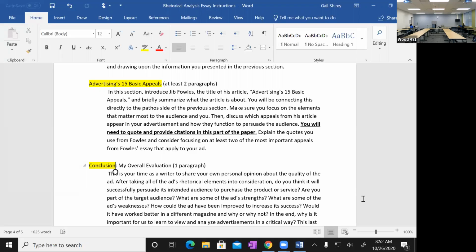You're quoting by giving me the name of the appeal, because that's Jib Fowles. He identified it. You're quoting that. And then the citation will be, of course, on the Works Cited page. And remember, I already talked to you about how that citation was part of your job in the last assignment. You had to practice citing it correctly on a Works Cited. Remember, it's an anthology. So in this section as well, you are quoting and providing citation at the end in Works Cited.